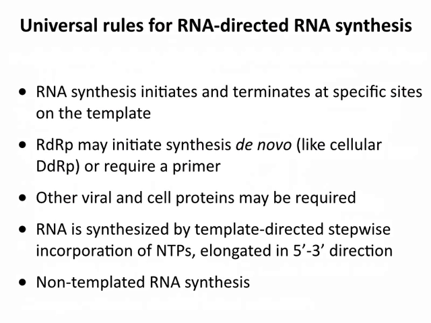The polymerase, RNA-dependent RNA polymerase, may initiate what we call de novo. That means without a primer, or it may require a primer. Okay, so it depends on the virus enzyme. There's no way you can remember it really, but we're going to talk about some examples of de novo versus priming. Sometimes other proteins are needed to carry out RNA synthesis. These can be other viral proteins. These can be cellular proteins as well.